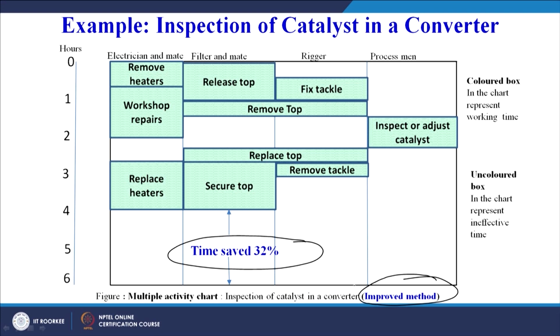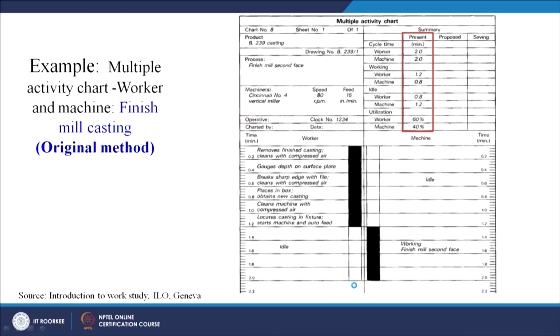So here we can see that by slightly adjusting the sequence and as well as trying to do the things simultaneously, we have been able to save 32% of the time. Let us take another example. So this is our original method, and this is for finishing operation for mill casting. So what is the overall work being done in the current method?